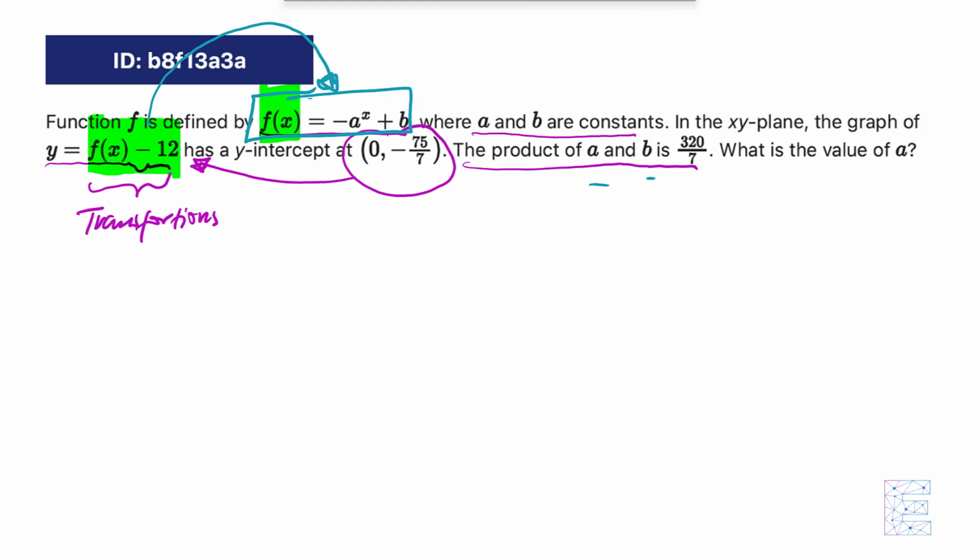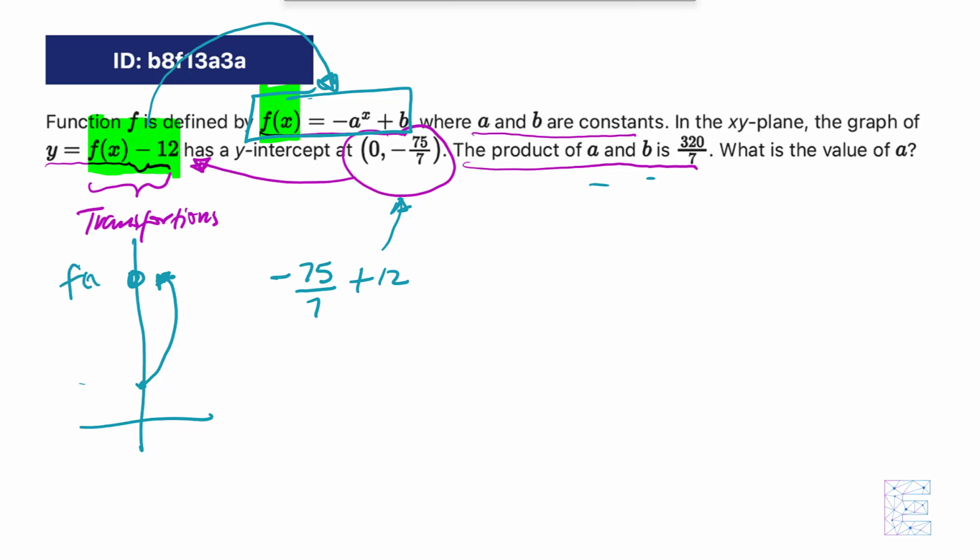So to undo the transformation, if this is the y-intercept, we're going to simply take this negative 75 over 7 and add 12, because if it was down here, we're moving it back up 12 places. Is that making sense? This is the graph of the original graph. This is the graph of f of x minus 12, if that makes sense. So we're basically undoing the shift down by adding 12. So let's go ahead and do it. If you're adding any fractions, again, you have a calculator, so just use that. But find the common denominator. So this will become 9 over 7.